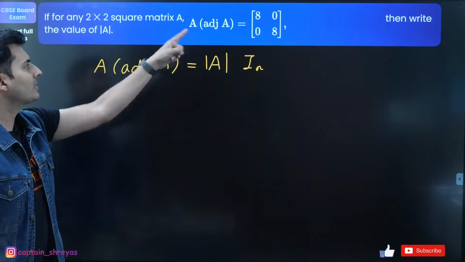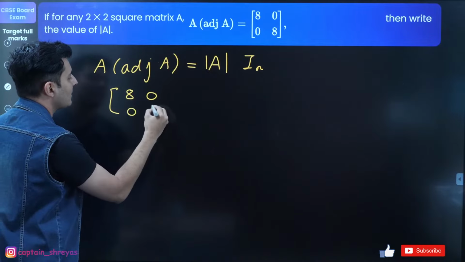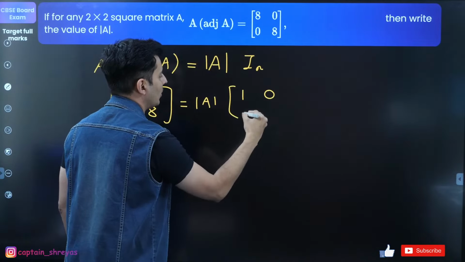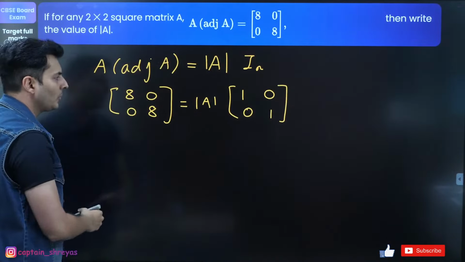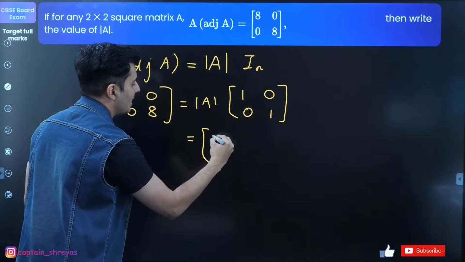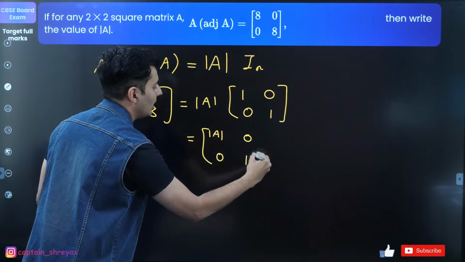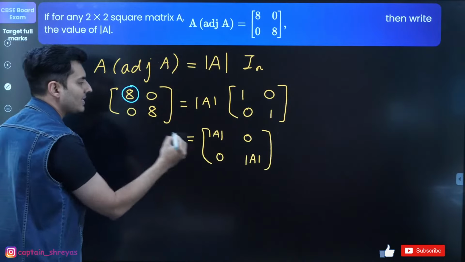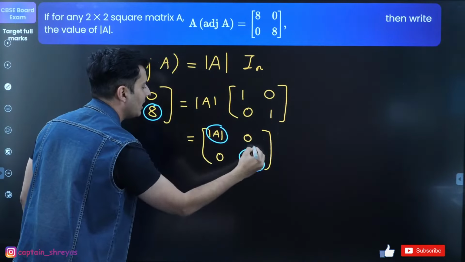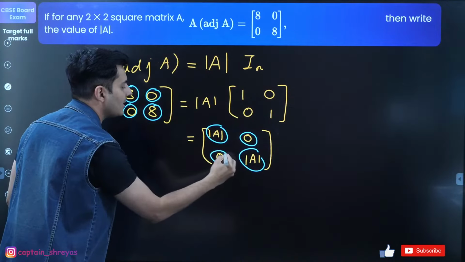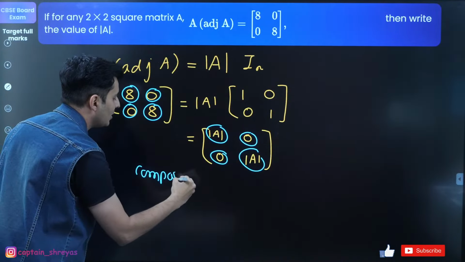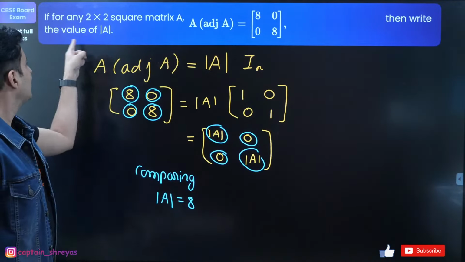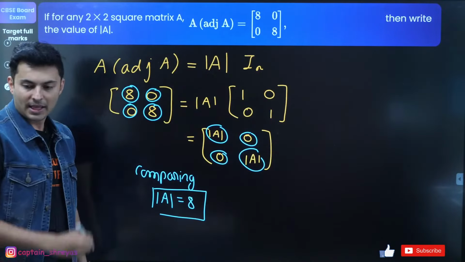Yes or no? Now this is given already as [8 0; 0 8]. Fair enough. This is mod A, and your identity matrix will be [1 0; 0 1] of the same order, 2 by 2. Naturally, this will just become mod A here, 0 here, 0 here, mod A. That's it. Now comparing both of them, if this is 8, this is mod A; if this is 0, this is 0. Comparing straightforward, you can quickly say this is nothing but 8, and that is exactly what has been asked. What is mod A? Exactly.